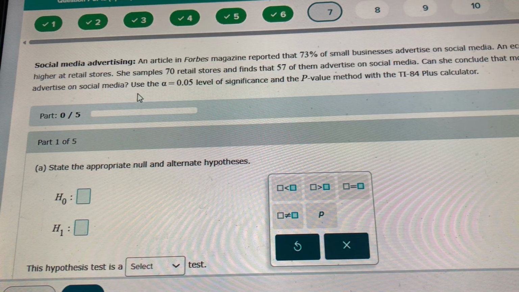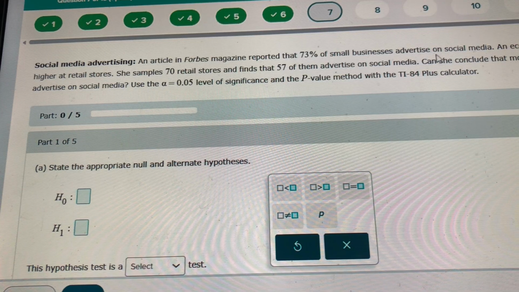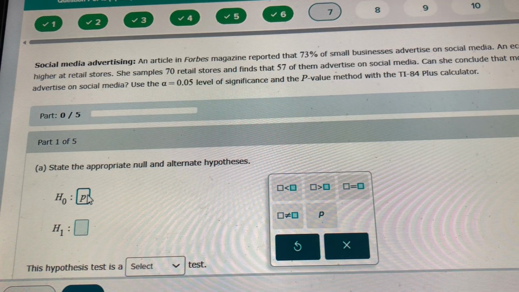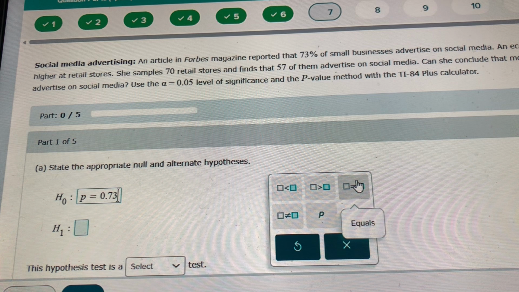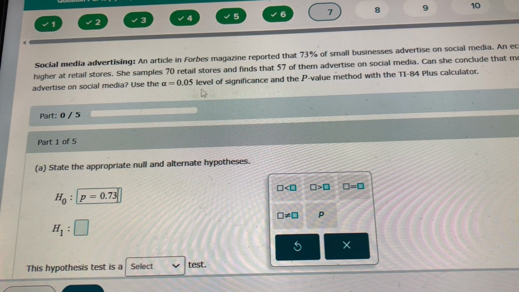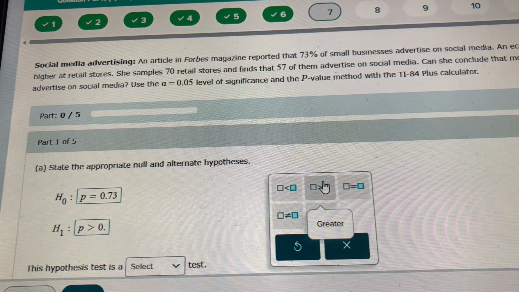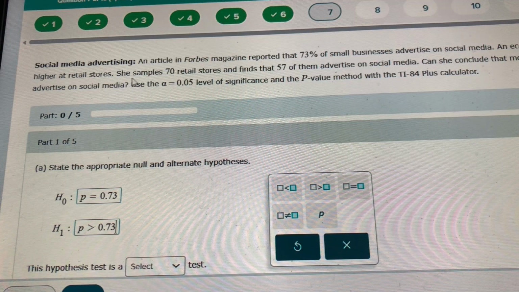Okay, one more example here. We have a Forbes magazine reported that 73% of small businesses advertise on social media. So that's probably the null, that P equals 73% or 0.73. Unless they change it later in the paragraph somewhere. An economist thinks the percentage is higher. So that's the alternative, that he thinks it's higher than 0.73. Or she, I guess. So she samples 70 stores and finds 57 of them advertise on social media.